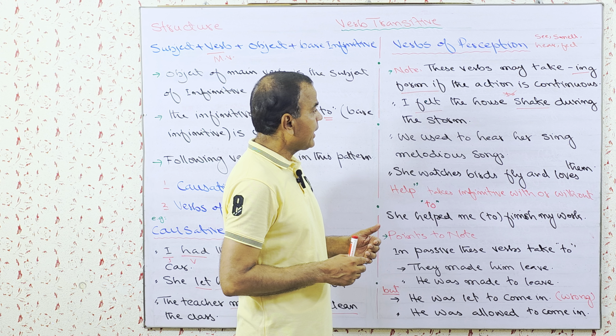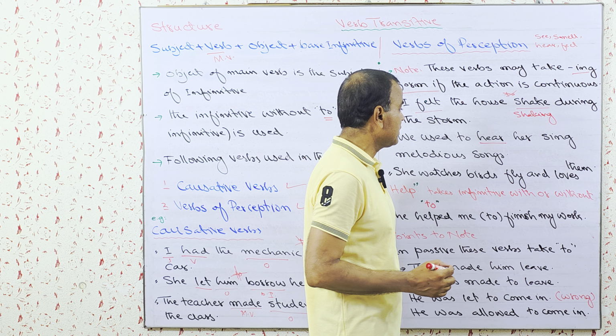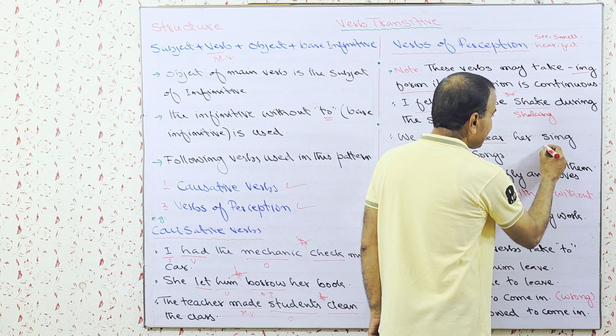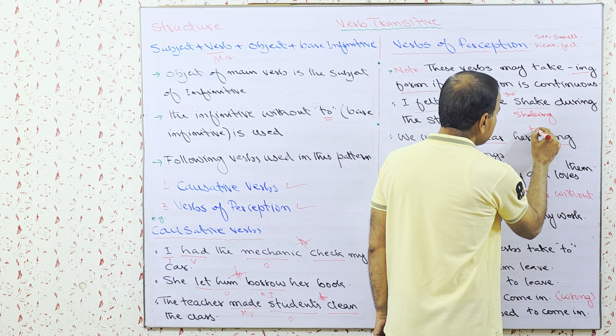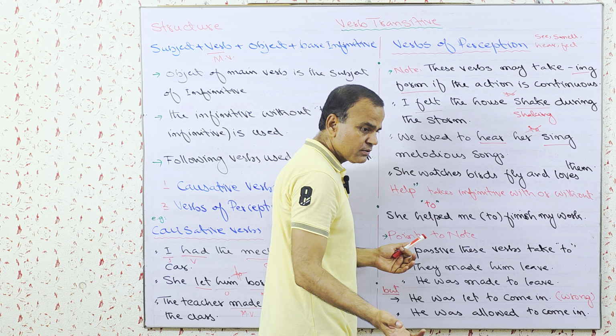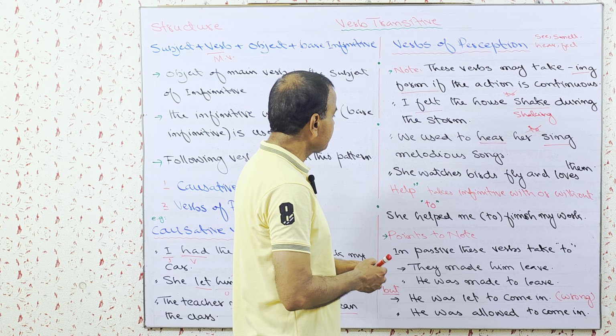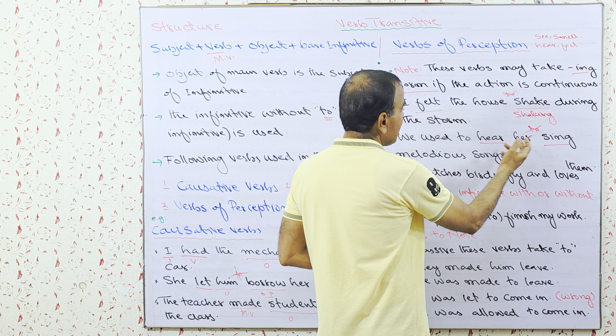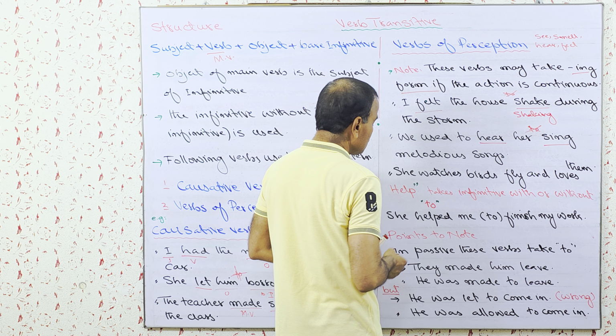The other example is we used to hear her sing. Here is a verb of perception. Hear her sing, not to sing. This is the special thing about this structure, that the object does the work of the subject of the infinitive, but the infinitive must be bare infinitive. So we used to hear her sing, or if the continuous situation is there, we can use singing. So we used to hear her sing melodious songs.